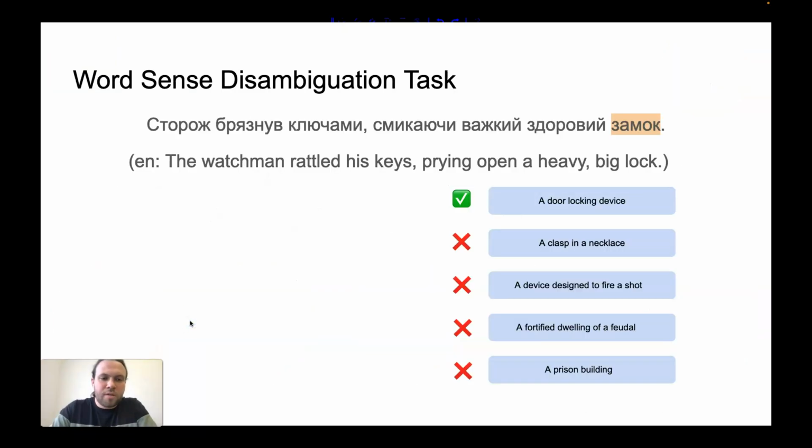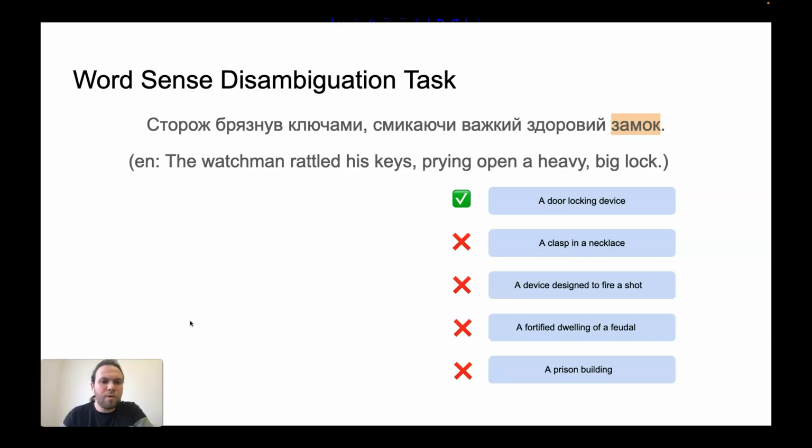Word Sense Disambiguation, or WSD task, involves identifying a correct meaning of a word with multiple senses in a given context. Let us see the following example. We have the sentence «Сторож бряснув ключами, смикаючи важкий здоровий замок», which can be translated to English as «The watchman rattled his keys, prying open a heavy, big lock».